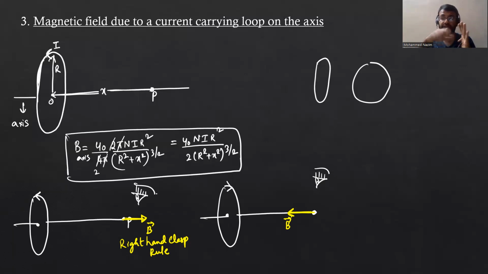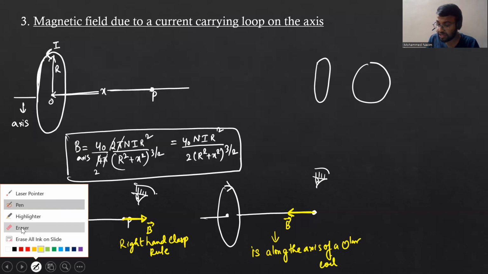No need to just check using the right-hand clasp rule. You just remember, you can check using the right-hand clasp rule, but you have to remember that the magnetic field due to a circular loop on the axis is going to be along the axis only, but either it will be away from the coil or it will be towards the coil. So the magnetic field, in both cases, is along the axis of a circular coil.